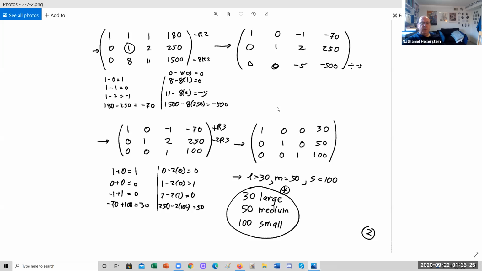That goes there. So now we have what's called a diagonal matrix, and I guess the augmented matrix. So anyhow, this corresponds to the system L equals 30, M equals 50, and S equals 100. Therefore, 30 large statues, 50 medium statues, 100 small statues.